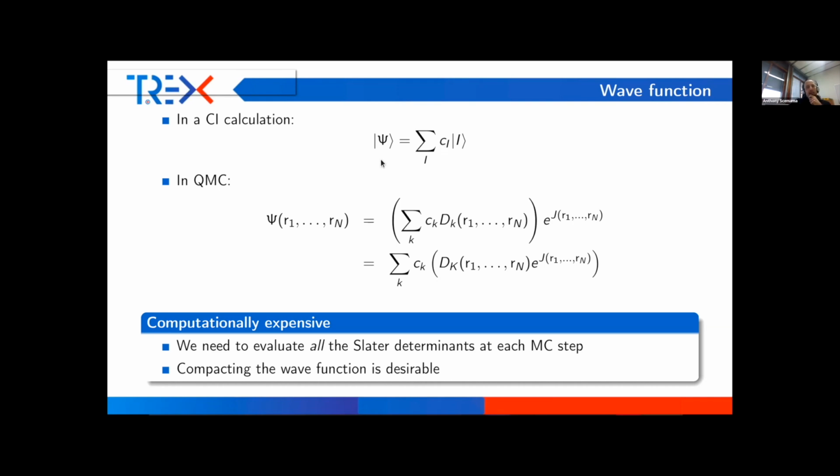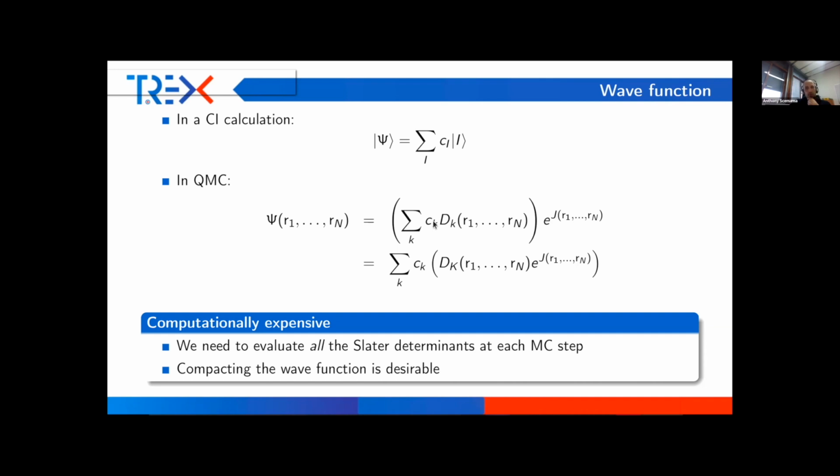So if you have, let's say, 100 million determinants, you will need to optimize 100 million parameters. In QMC, when you compute the energy, the variable is no more the CI coefficients, it's really the electron coordinates, okay? So when you make a QMC simulation, these coefficients are fixed, so the cost will not necessarily be the same.